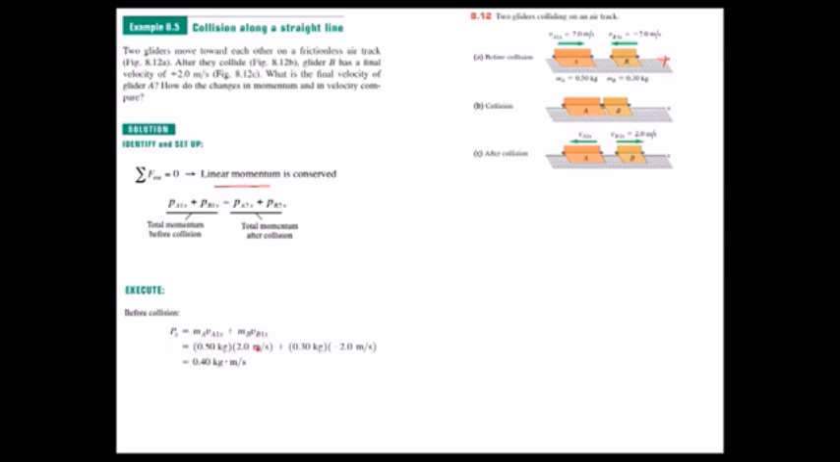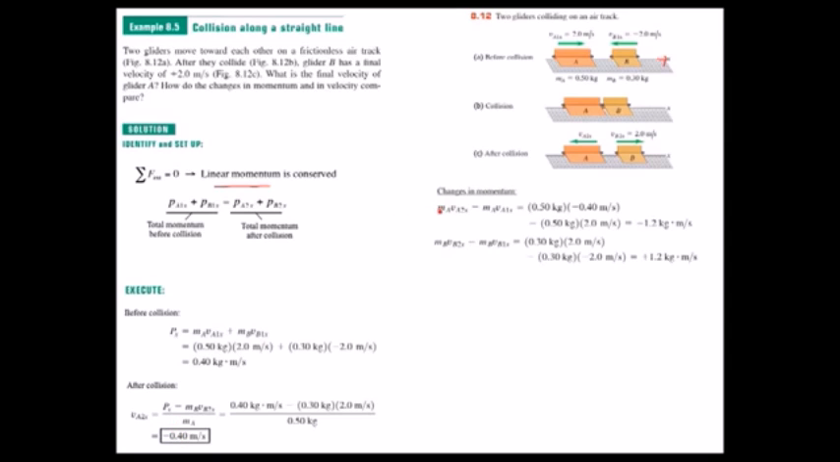So, since we're on a frictionless track, we're going to assume that the sum of the forces in the x direction are 0, so that the linear momentum in the x direction is conserved. So momentum before the collision is equal to the momentum after the collision, where the momentum consists of the momentum of glider A plus the momentum of glider B. So the initial momentum, since we have numbers for both gliders, is going to be 0.4 kilograms meters per second. We're going to set that equal to this final momentum and solve for the velocity of glider A after the collision, and we get minus 0.4 meters per second.